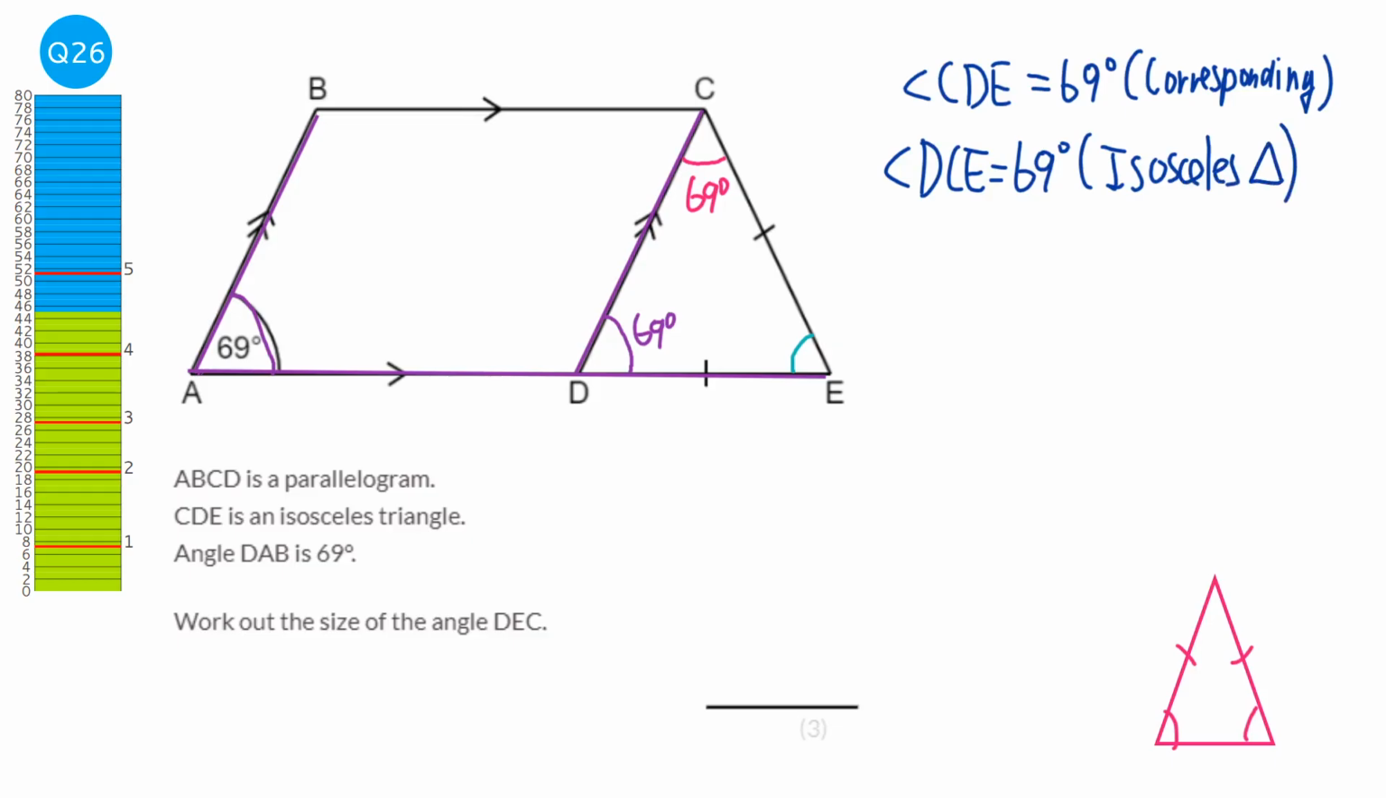And finally, we can work out what CED is by taking those away from 180. So angle CED, or actually I should keep it as it says in the question, DEC is equal to 180, take away the 69 plus 69. And the reason for that is angles in a triangle equal 180 degrees.